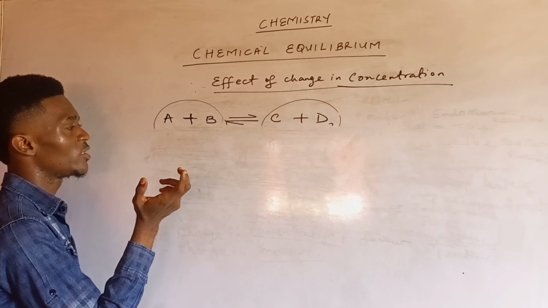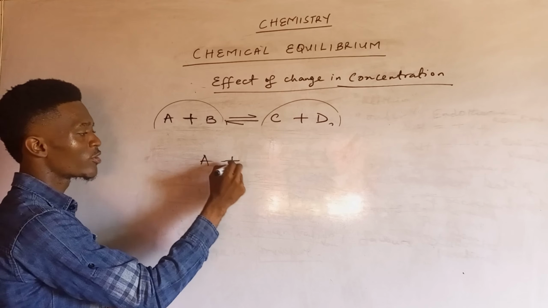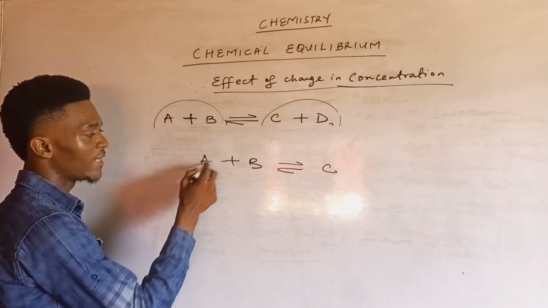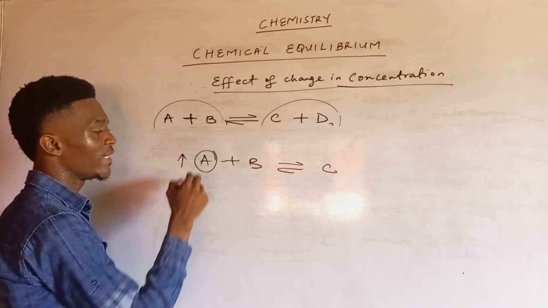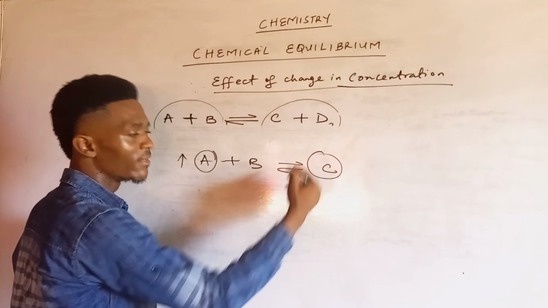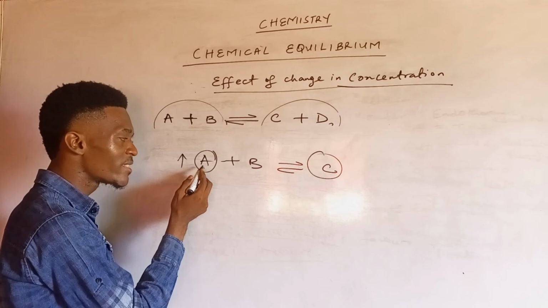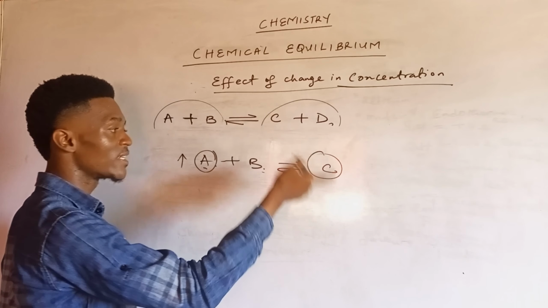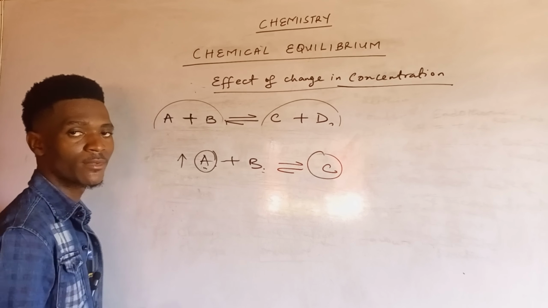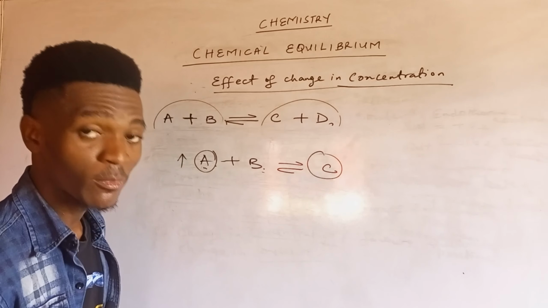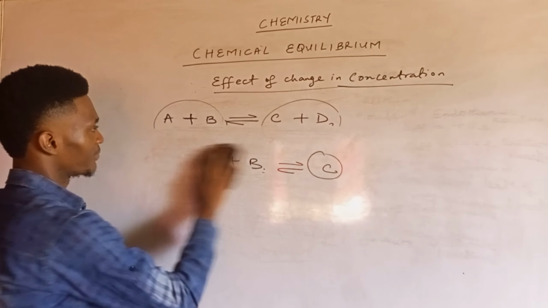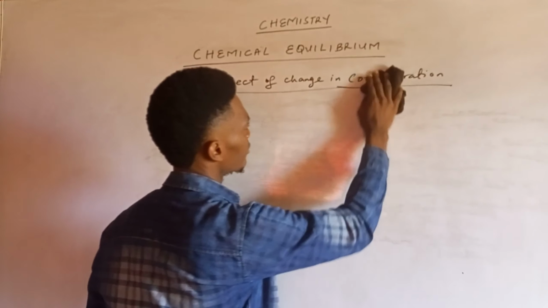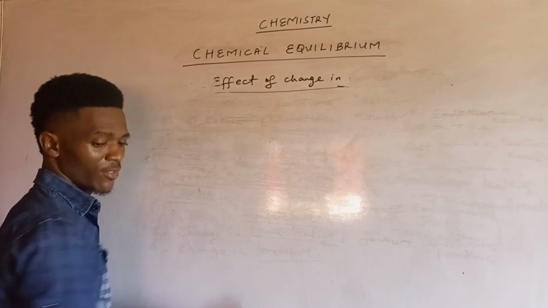So let's just picture it this way, that I'm giving A plus B to give C, and I'm asked, an increase in the concentration of just A will favor what part of the reaction? C. Yes, whether it's an increase in one of the reactants or both of the reactants, the opposite part gets favored, whether one or both. So take cognizance of that. Same with the decrease as well. So that's about the effect of changes in concentration.